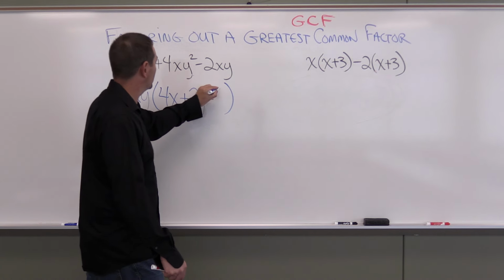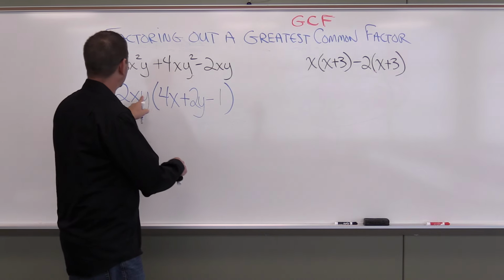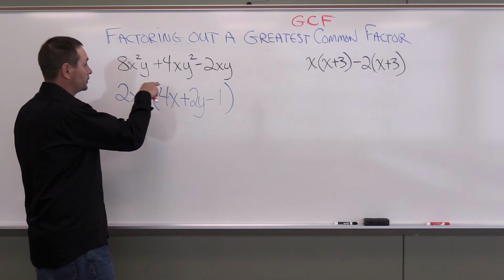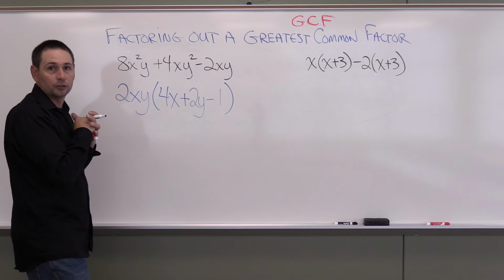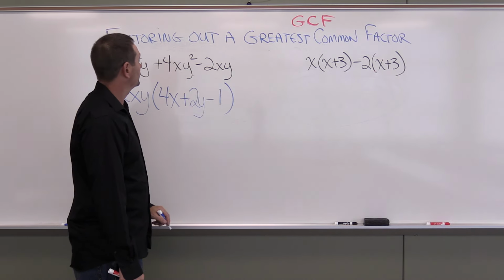So if everything comes out, well, you took the 2, the x, and the y out. When you look back, 1 times this will give you that. Or negative 1 times this will give you negative 2xy. So make sure you put the 1 in that case. Super important, so watch for that.